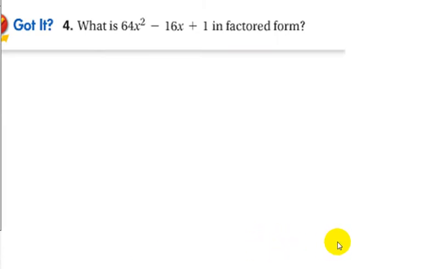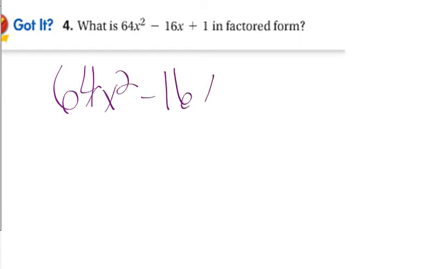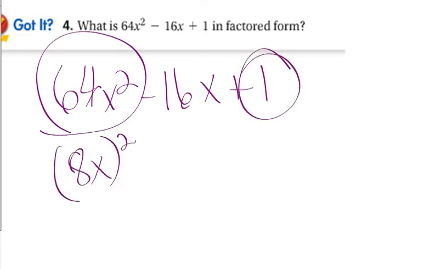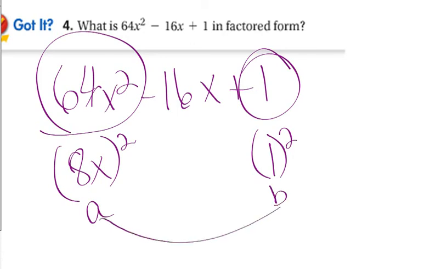Let's do one more. What is 64x squared minus 16x plus 1 in factored form? Well, 64x squared is a square of 8x, right? And 1 is just a square of 1. So our a is 8x and our b is 1. Multiply them together and double it. 8x doubled is 16x. Does that match our middle term? Yes, it does. Then this is a perfect square trinomial.